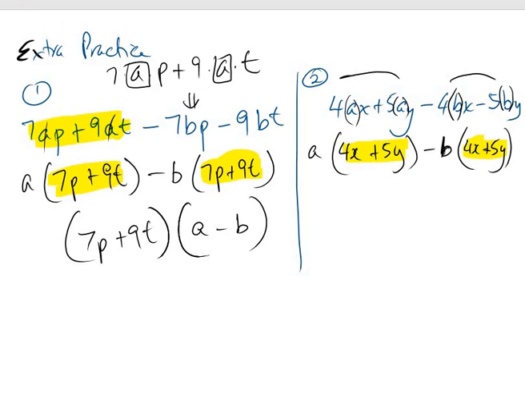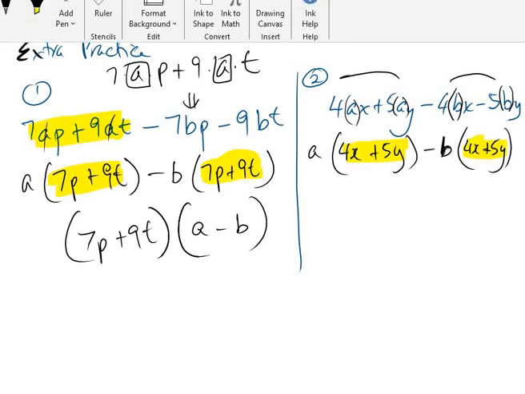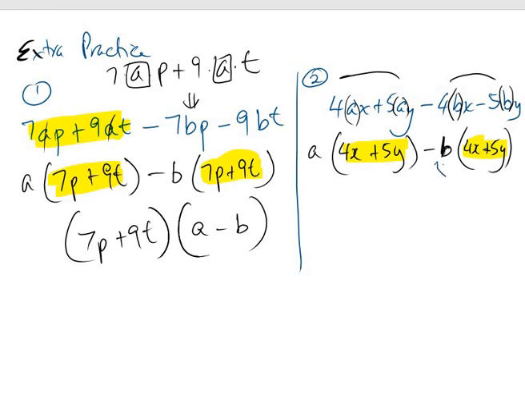And remember again, you can always double check. If you multiply the negative b by 4x, you get negative 4bx. Negative b times 5y, you get negative 5by, which are the terms on top that we have. The same thing with a times 4x, you get the term here, 4ax. And a times 5y, you're going to get the same term we have here, which is 5ay.